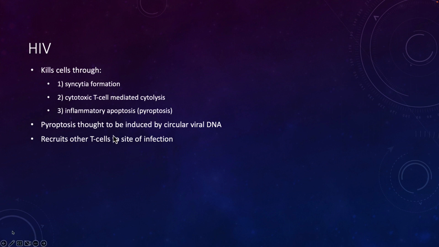And that pyroptosis is thought to be induced during the stage where the viral RNA has been reverse transcribed into DNA, and that DNA has become circular before it goes into the nucleus. Our cells are not supposed to have free-floating circular DNA in the cytoplasm. That triggers the cell to be like, something is wrong here, and that's why it'll undergo that quick apoptosis.